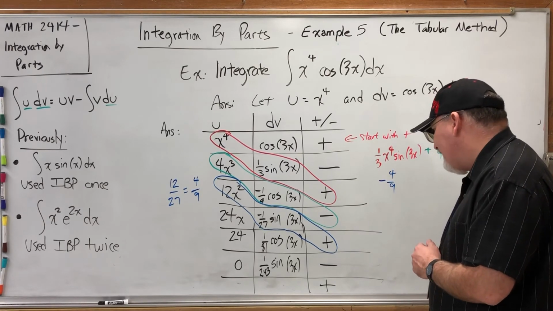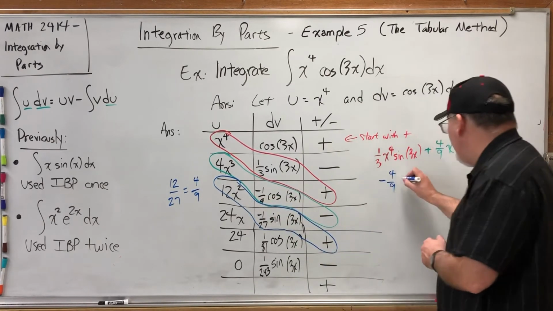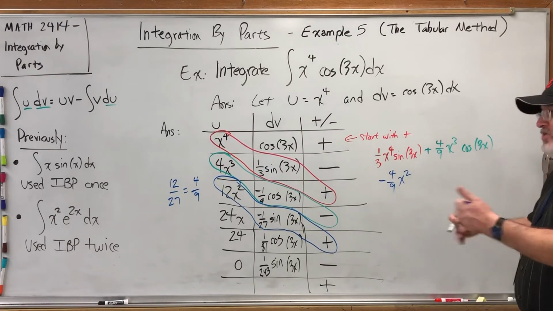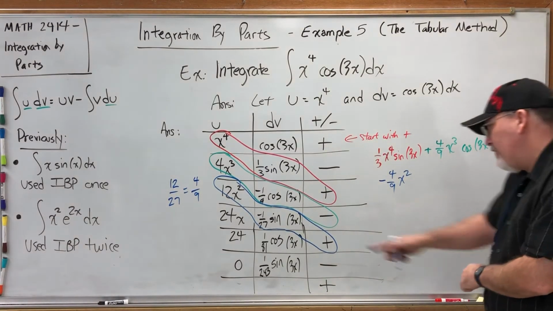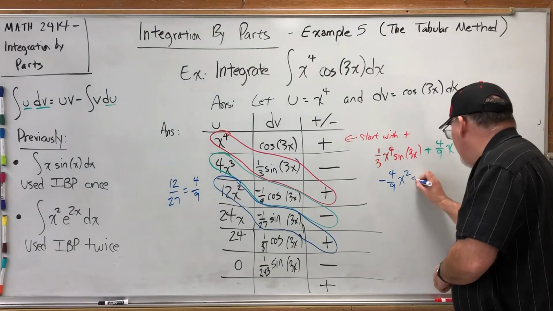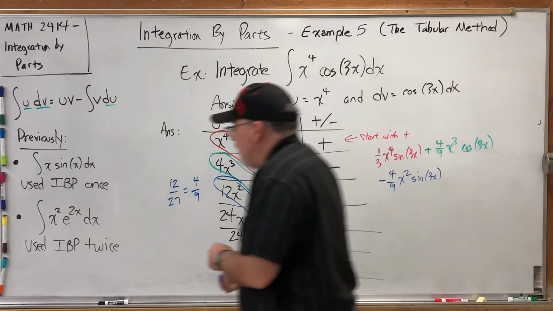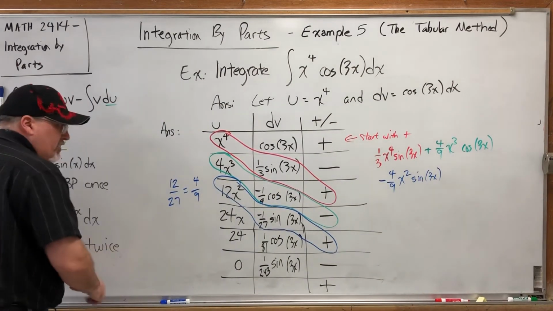Let's pick up our x's. We have an x squared. You'll notice that the x's are decreasing in power. That's the nature of differentiating it over and over. And then we have sine of 3x. And then, let's go back to red.